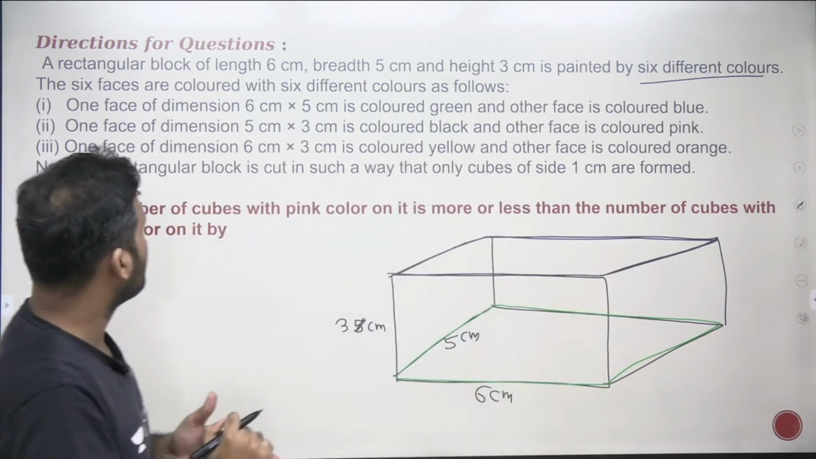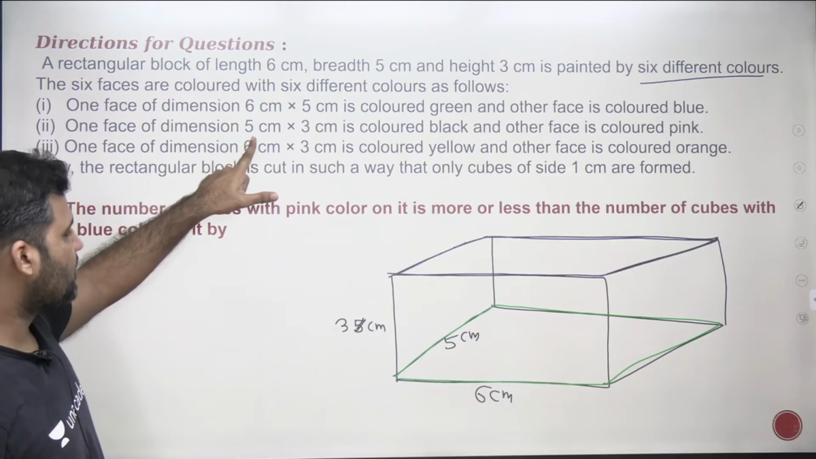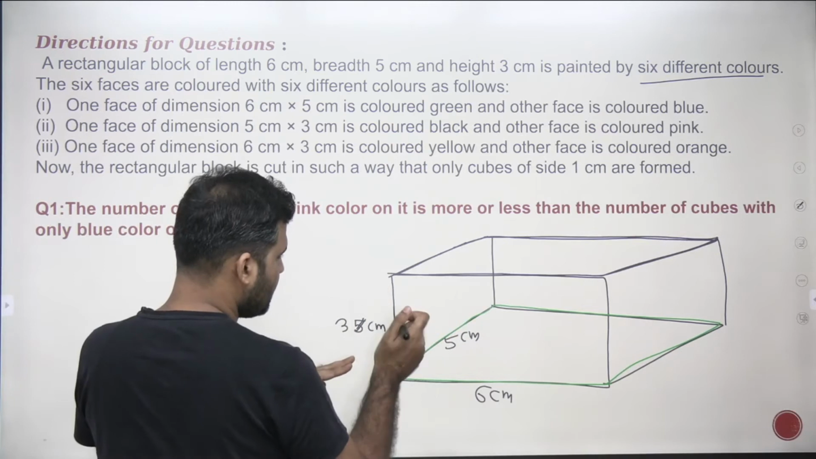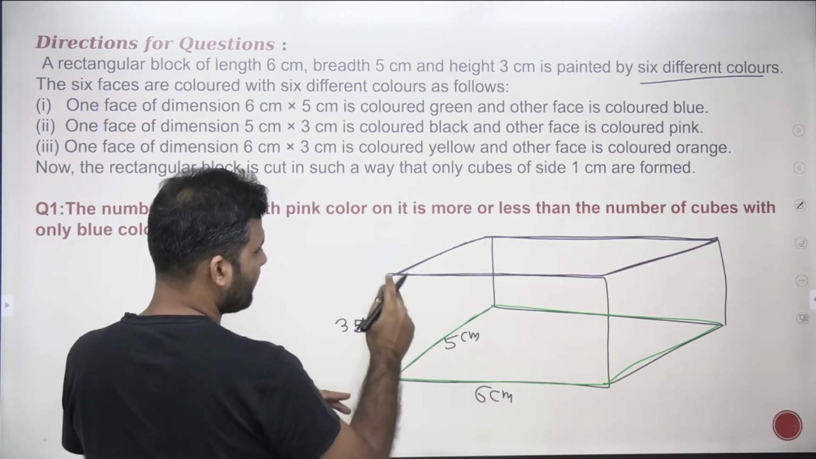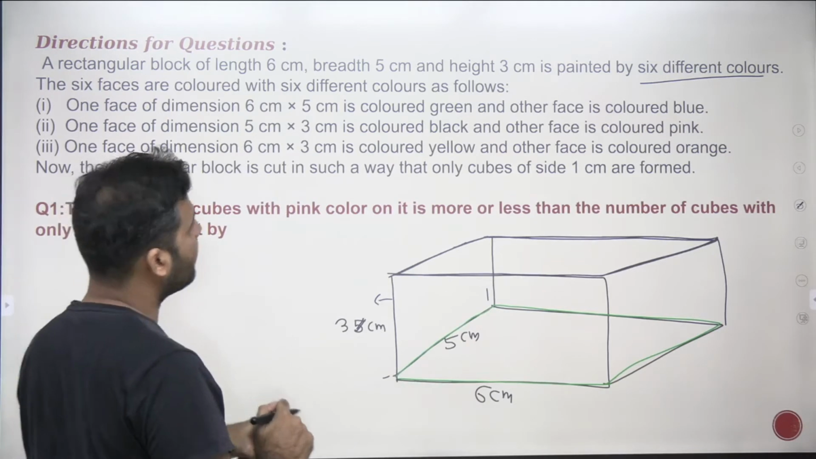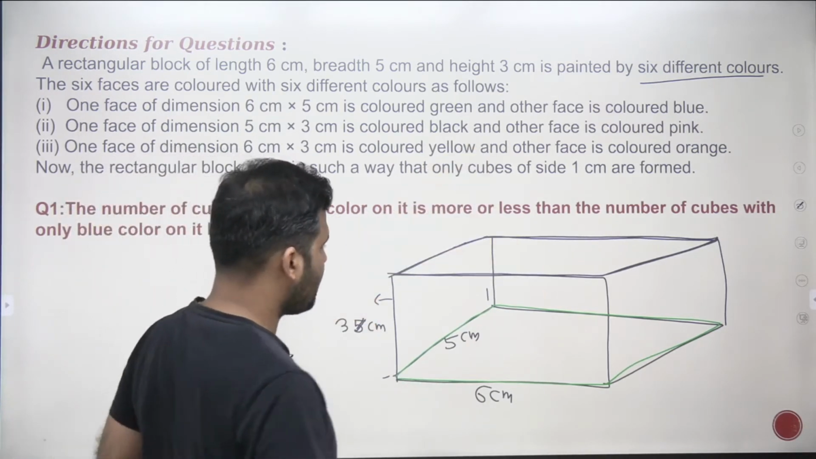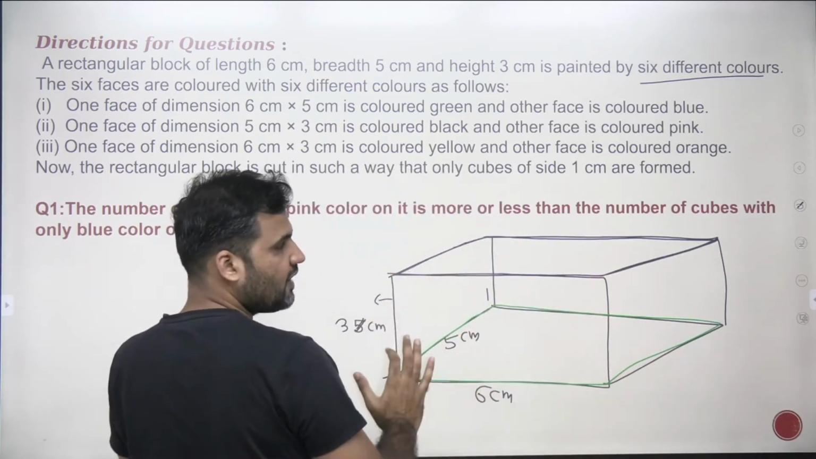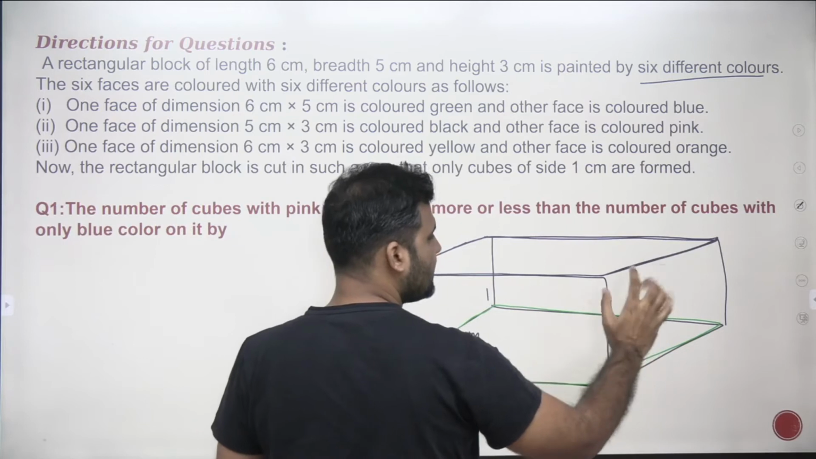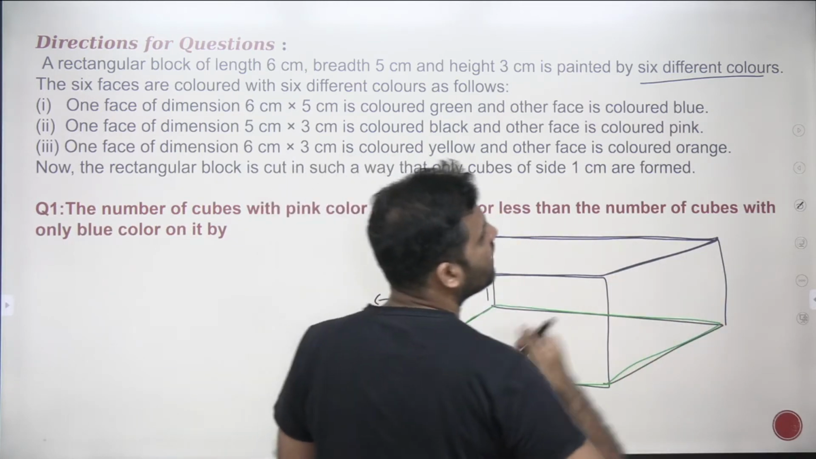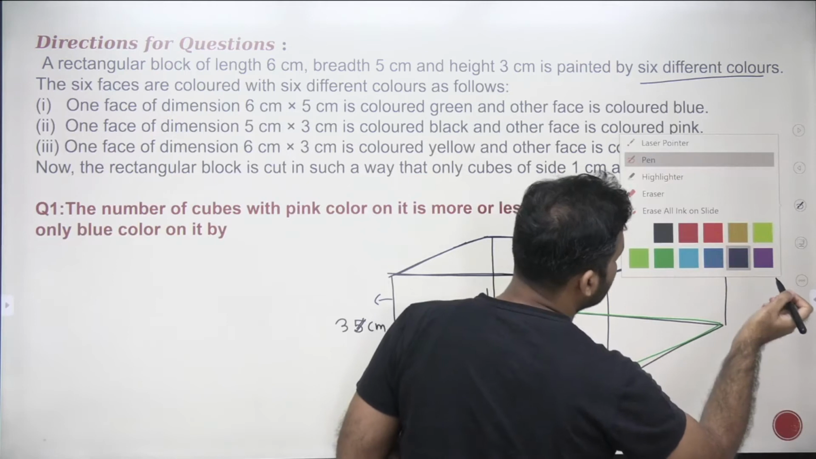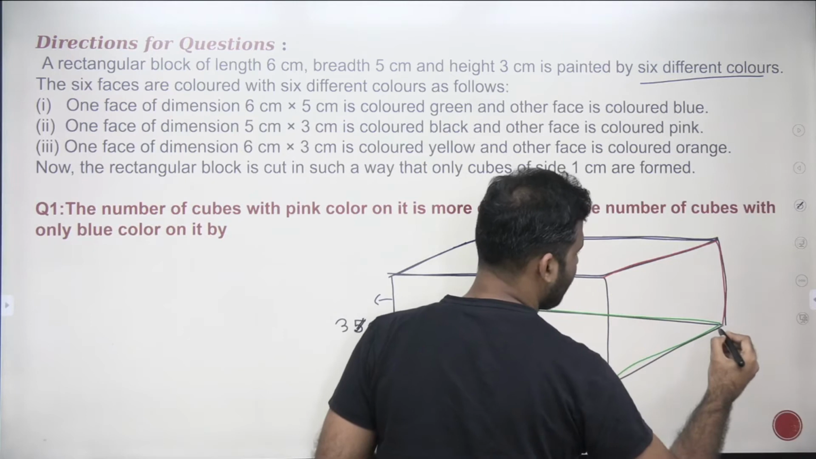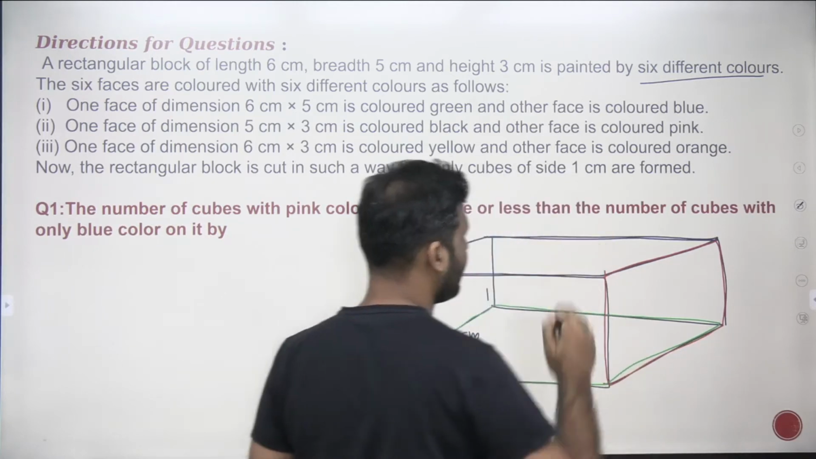All right. What do we have next? One face of dimension 5 into 3 is colored black. This is 5 into 3, this is black colored. And the other face is colored pink. This is another face of 5 into 3. The side opposite to this is 5 into 3, which is colored pink. There is no pink color here, so let me just use this one. This face has been colored pink.